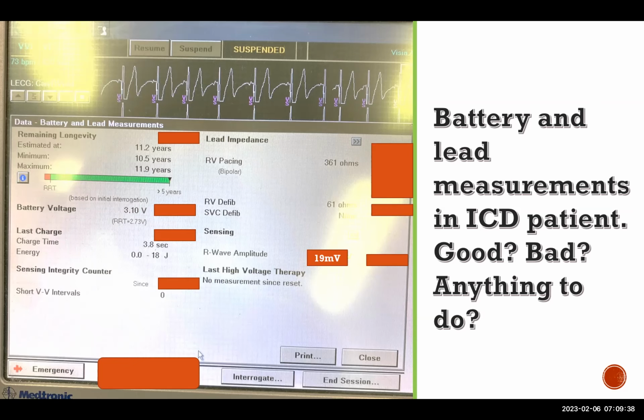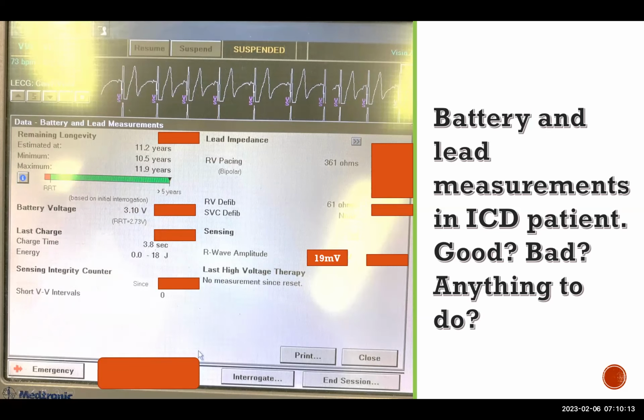So 19 is a very, very good R wave. Obviously, just so we're all on the same page, the bigger the R wave, the better, because it means that the device can sense intrinsic activity easier, right, with a large R wave. So in this case, this is good. And this device was placed in a patient for primary prevention in a patient with cardiomyopathy. So you always like to see a nice R wave in that type of patient, because it means that the chance of inappropriate shocks is lower, because the sensing theoretically should be better.